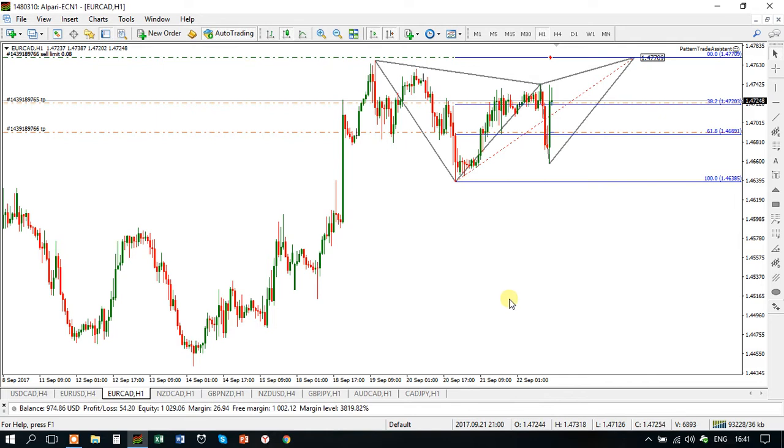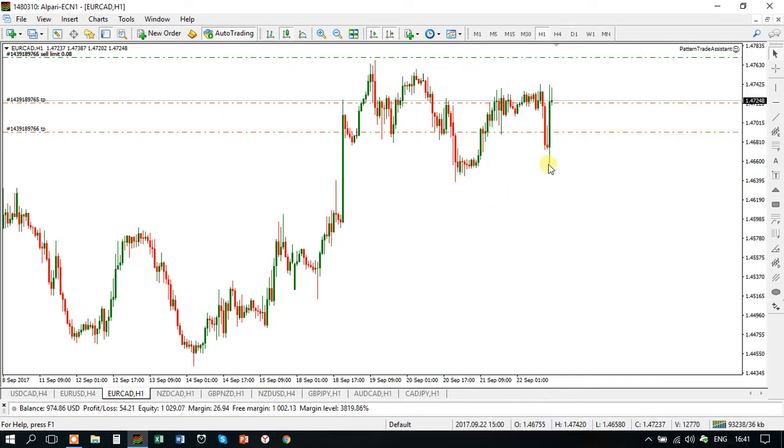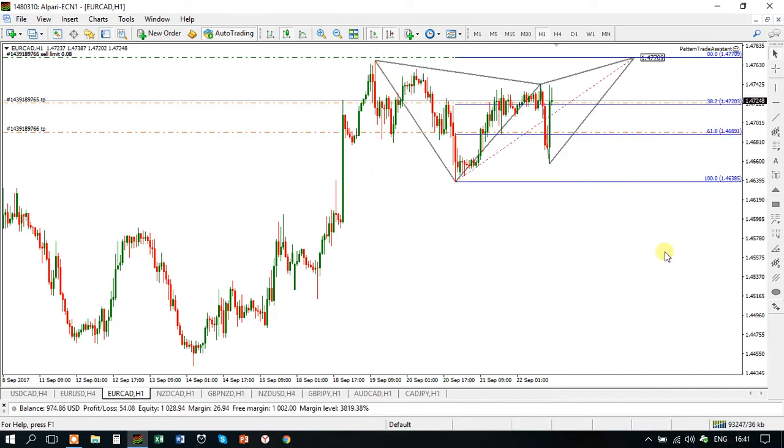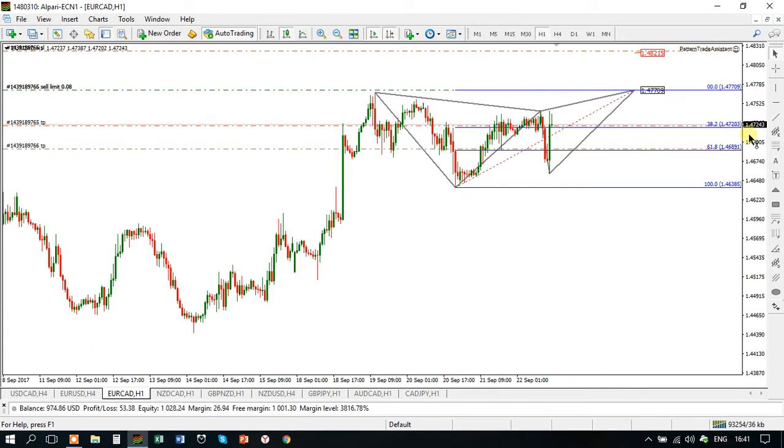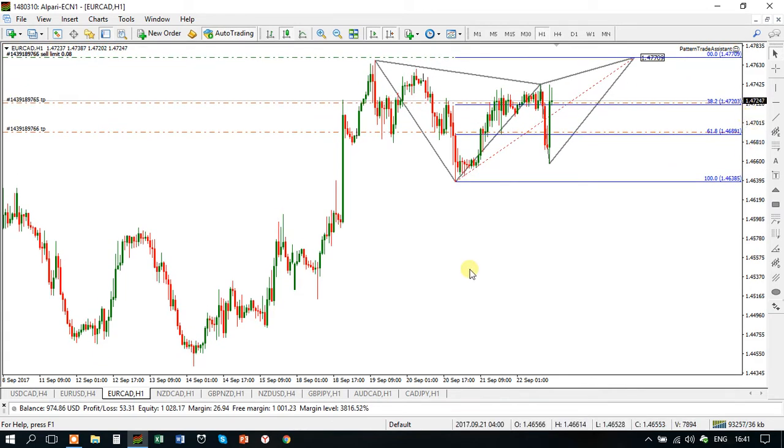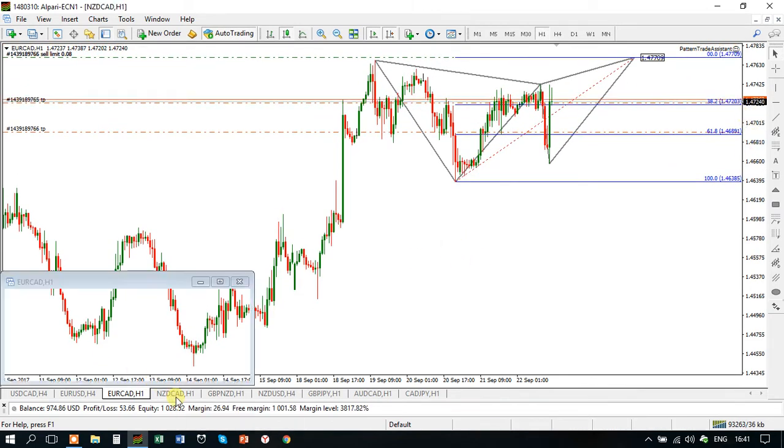Dollar Canadian. It is the bearish pattern. It was found this way, like this, from here to here. The pattern set. I set that recently, maybe an hour ago.